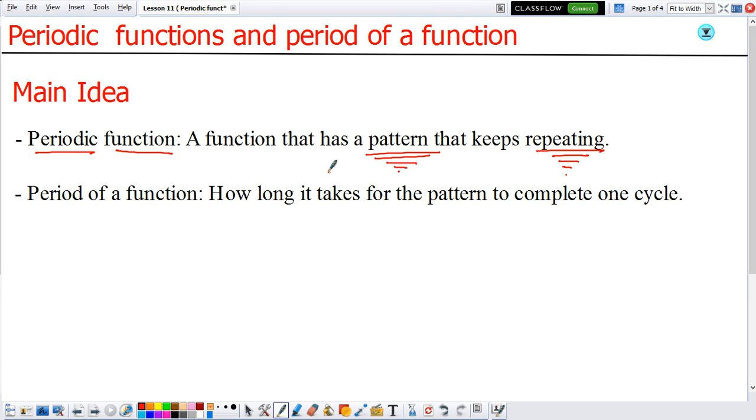Now, if you have a graph that follows a pattern, then we can identify the period of the function, which is basically saying how long it takes for that pattern to complete one full cycle. So this is the idea for today. We will see some examples of periodic functions, some examples that are not periodic functions, and if we see that our graph is a periodic function, then we're going to identify the period of that function. So let's see some examples here.